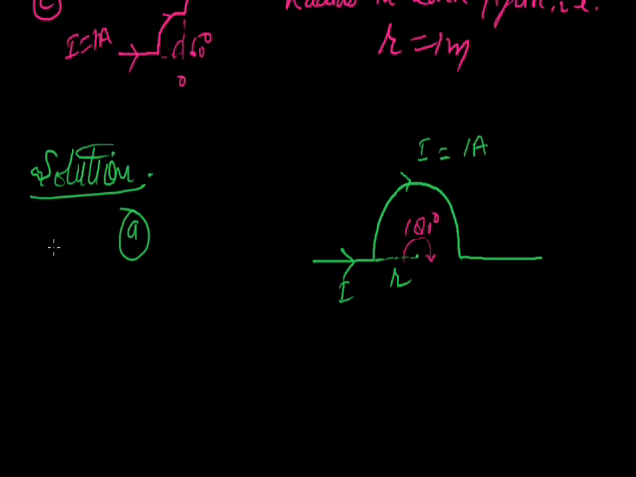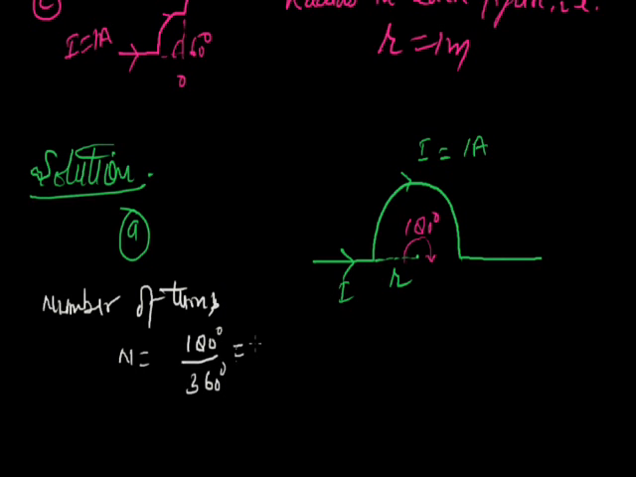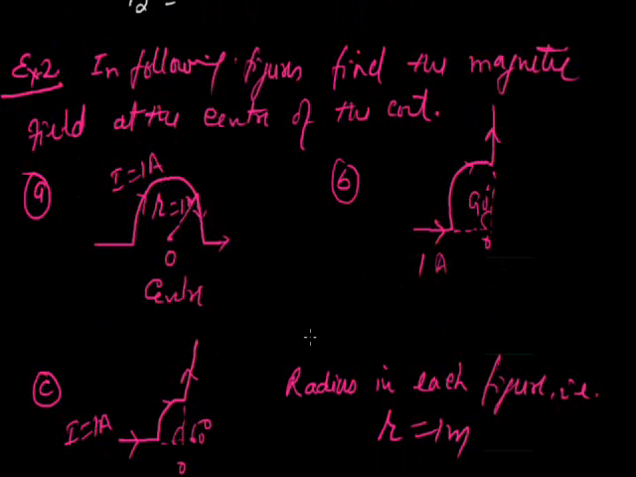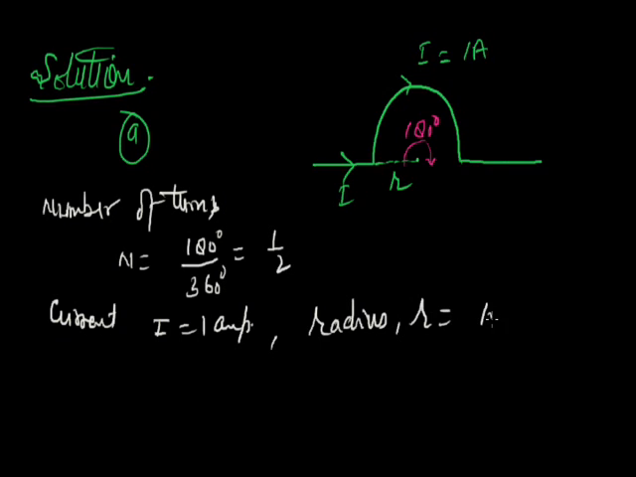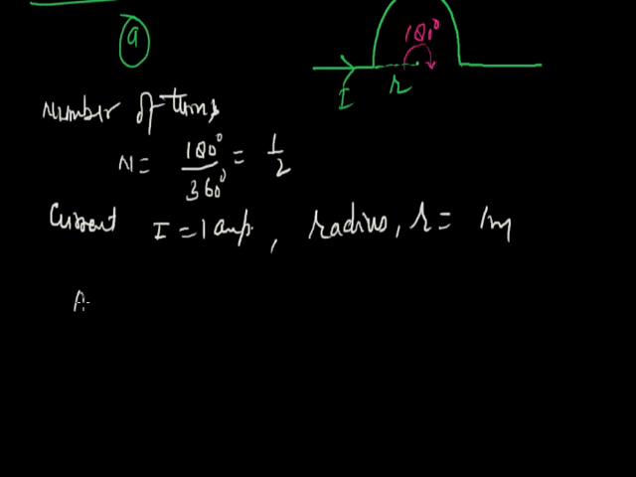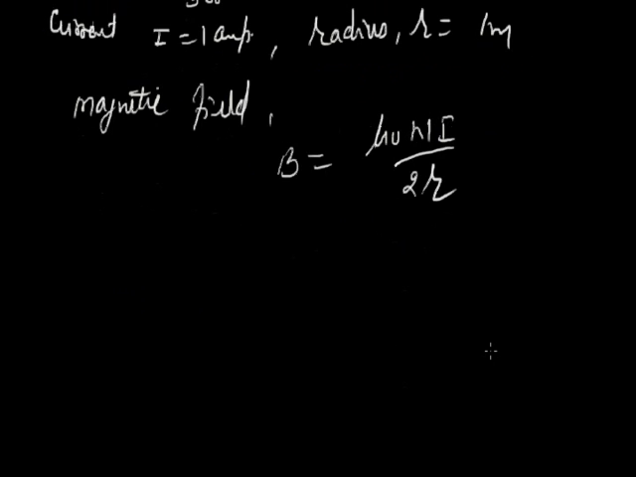Now the solution. Number of turns n will be 180 by 360, that's half. Current I is 1 ampere and radius R is 1 meter. Magnetic field B is mu naught N I upon 2R. The value of mu naught is a constant.